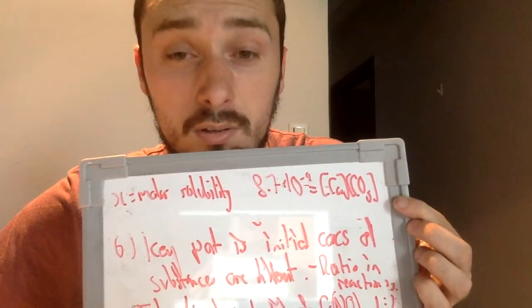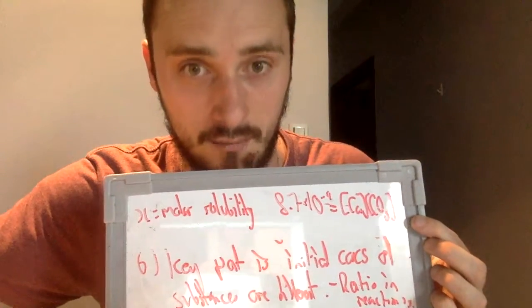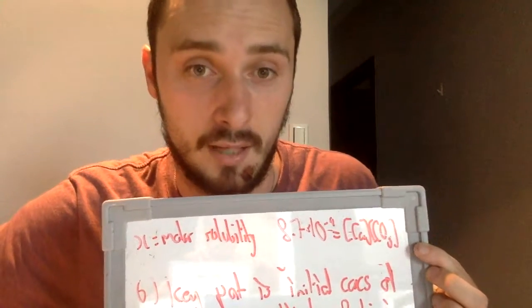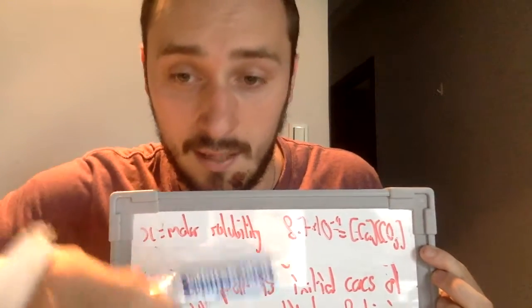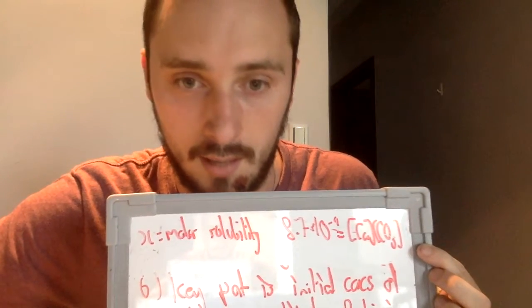As a result, you put X and X because the change in the reaction is that, right? X amount of Ca ions, X amount of carbonate, X amount of calcium carbonate. And you get X squared equals 8.7 times 10 to the minus 9. Then square root both sides to get X. A lot of people got that wrong, which was sad.